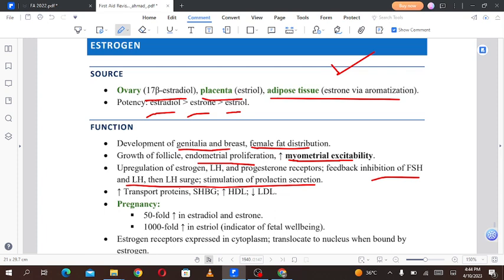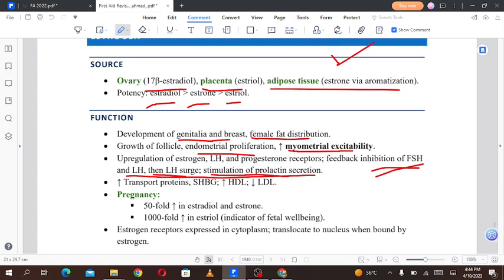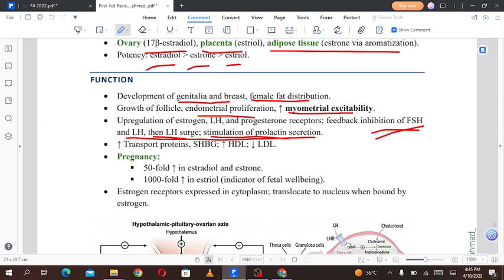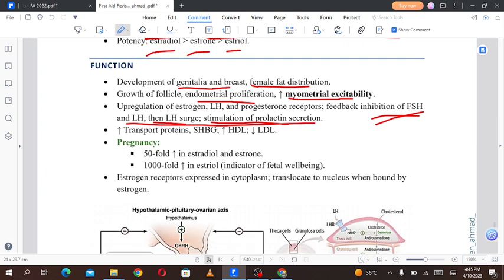That is, it is going to cause the inhibition of FSH and LH release. Then the LH surge is also dependent on estrogen, and stimulation of the prolactin secretion. Increase of estrogen transport proteins and sex hormone binding globulin. So that leads to an increase in transport proteins, an increase in sex hormone binding globulins, an increase in HDL, and a decrease in LDL. So estrogen causes an increase in the transport proteins, for example sex hormone binding globulin, an increase in HDL, and a decrease in the LDL.